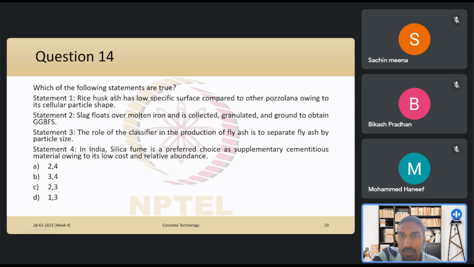So we saw that was giving rise to the increased water demand and also the increased requirement of the plasticizer, right? So therefore statement 1 is wrong, right? It has high specific surface.